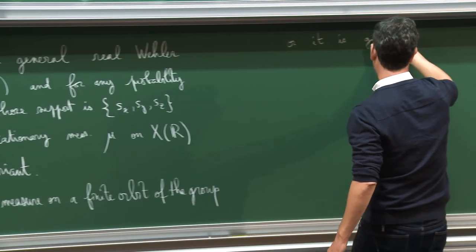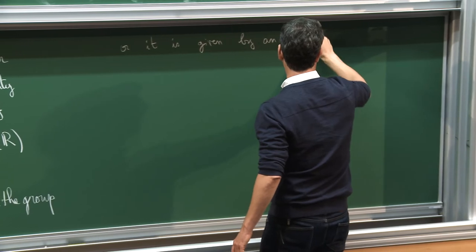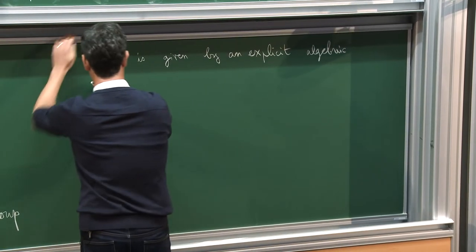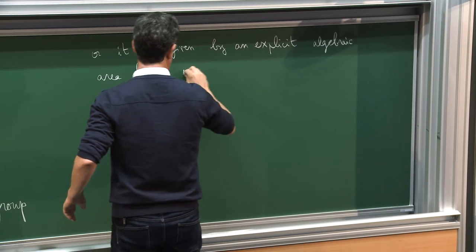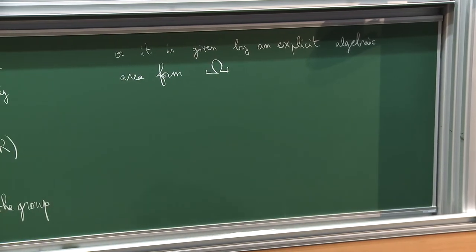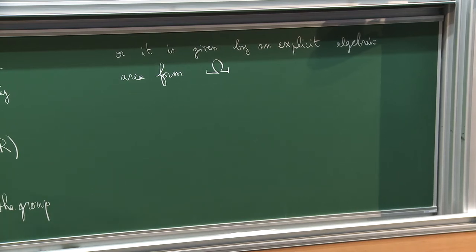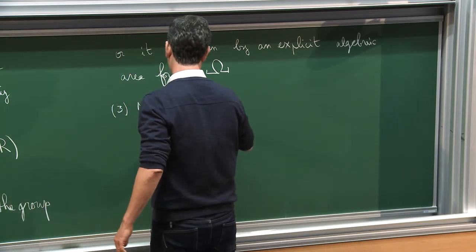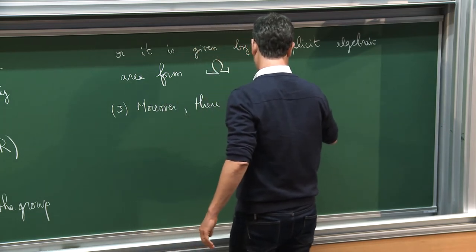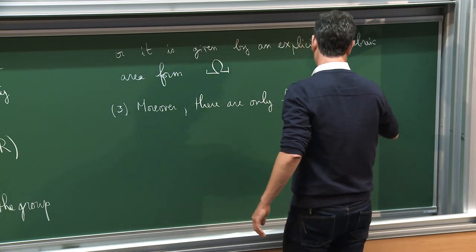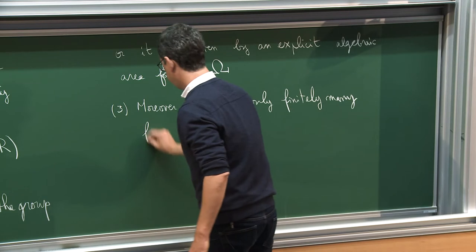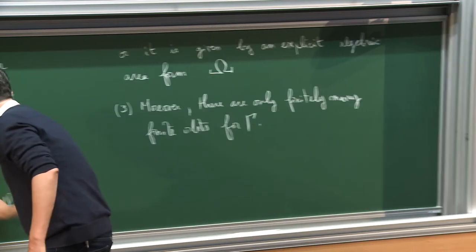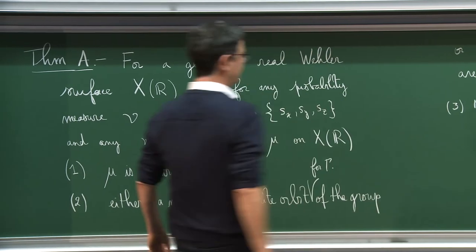it is given by an explicit algebraic area form, which I will denote omega. I'll describe this form in a few minutes. And the third statement is, moreover, there are only finitely many finite orbits. When I say finite orbit, I mean for the group Gamma. Okay, so this is the statement.